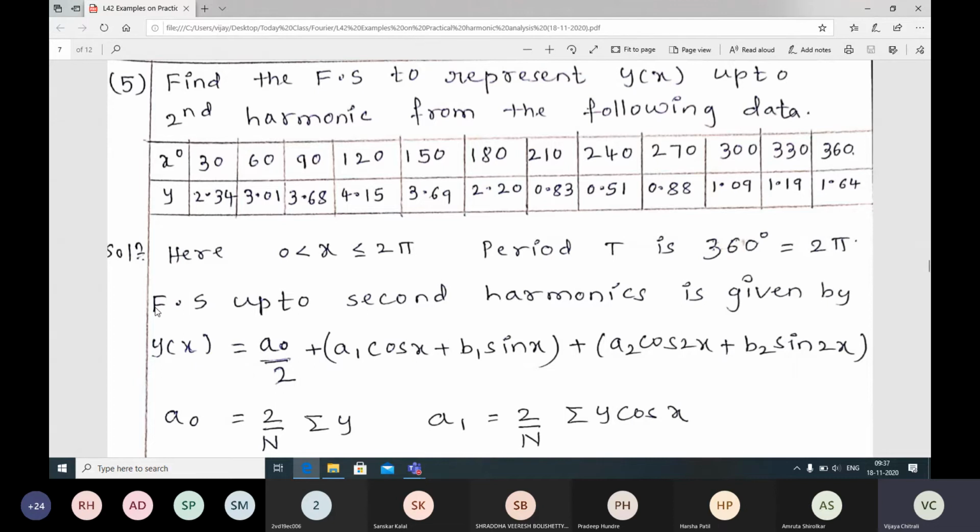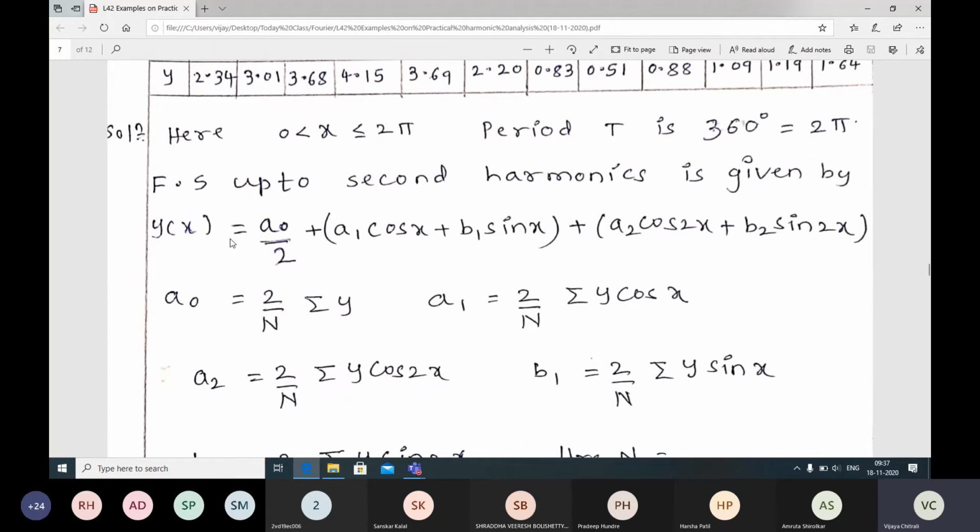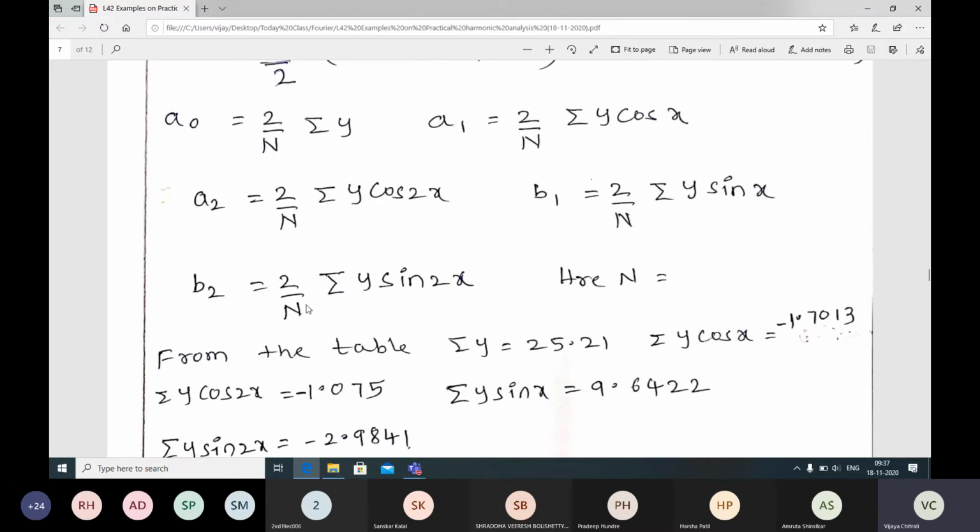So the Fourier series up to second harmonics is given by y of x or f of x equals a naught by 2 plus a1 cos x plus b1 sin x plus a2 cos 2x plus b2 sin 2x. We have a naught as 2 by capital N summation of y, and a1 is 2 by capital N summation of y cos x, and a2 is 2 by capital N summation of y cos 2x, and b1 is 2 by capital N summation of y sin x, and b2 is 2 by capital N summation of y sin 2x. And what is capital N here?